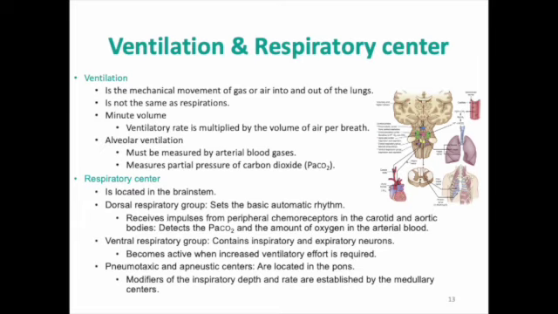We also need to understand the basic autonomic rhythm of respiration. This is all being set by the DRG. The DRG is the dorsal respiratory group. This is going to receive afferent input from peripheral chemoreceptors in the carotid and the aortic, from mechanical, neural, and chemical stimuli, and also from receptors in the lungs. The ventral respiratory group, or the VRG, is going to contain both our inspiratory and our expiratory neurons, and it's almost inactive during normal quiet respirations. It's only active when we have increased ventilatory effort.